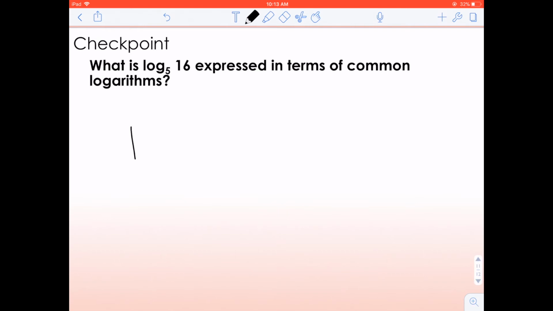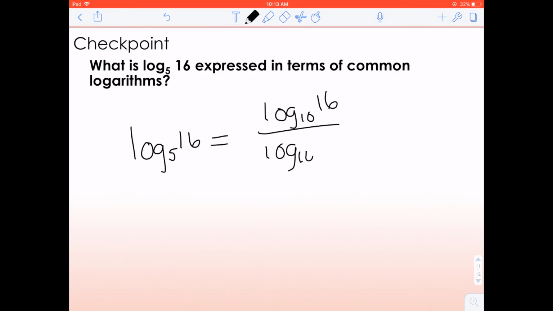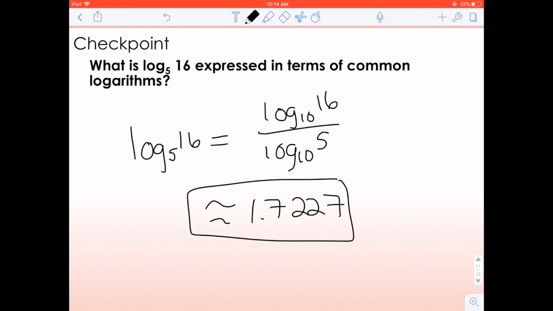All right, so we have a log base 5 of 16. We want to rewrite that with common logs, so we'll have log base 10 of 16 over log base 10 of whatever my previous base was. Plug that into the calculator, get log of 16 divided by log of 5. And that will give me about 1.7227. Perfect.